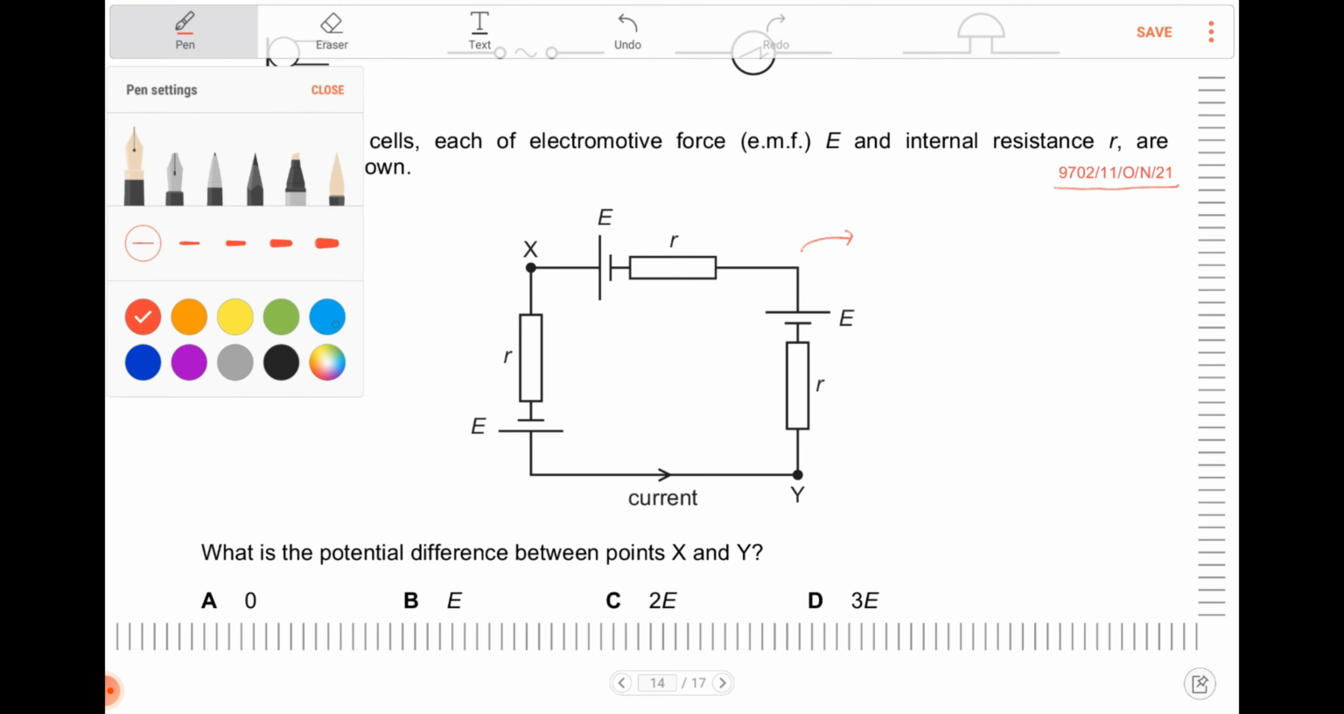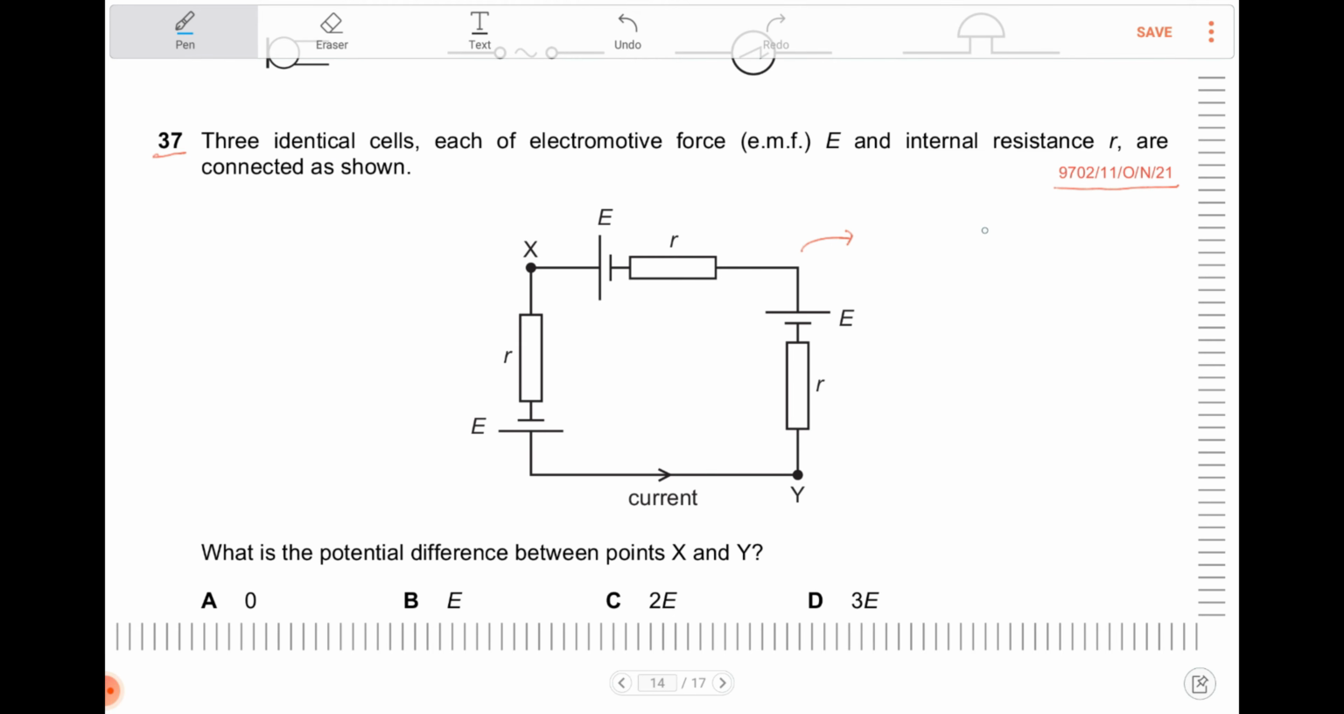So let me use a different color here, let me say blue. This chunk will go like this. This is E, and this is the small resistor r. This chunk will go here, and this whole chunk will go like this. So it is a resistor here first, and then this battery here. So this is X and this is Y, r, E, and again E, then r.